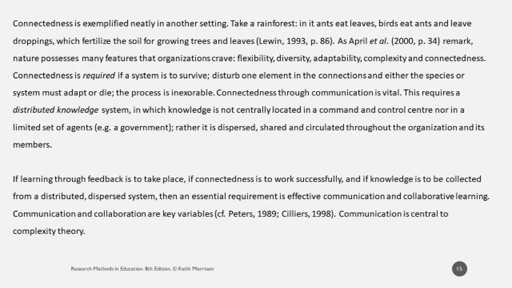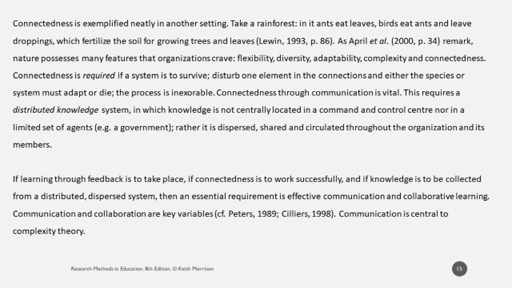Connectedness is exemplified neatly in another setting. Take a rainforest. In it, ants eat leaves, birds eat ants and leaf droppings, which fertilize the soil for growing trees and leaves. As April et al. remark, nature possesses many features that organizations crave: flexibility, diversity, adaptability, complexity and connectedness. Connectedness is required if a system is to survive. Disturb one element in the connections and either the species or system must adapt or die. The process is inexorable. Connectedness through communication is vital.